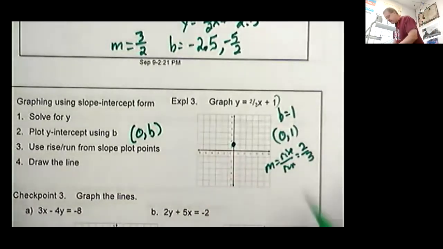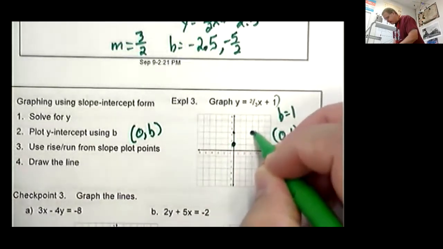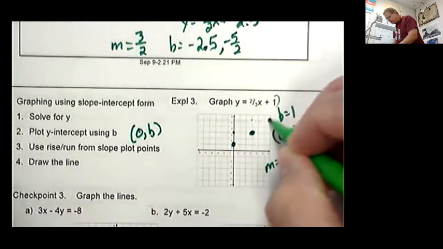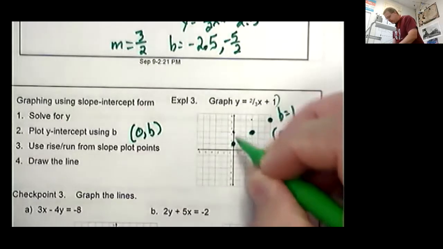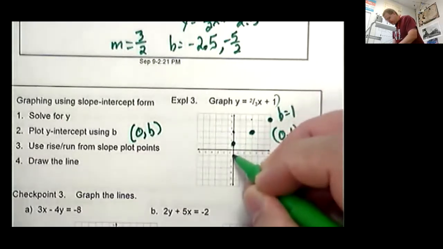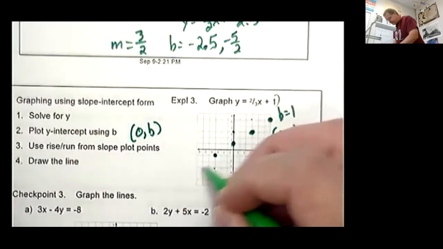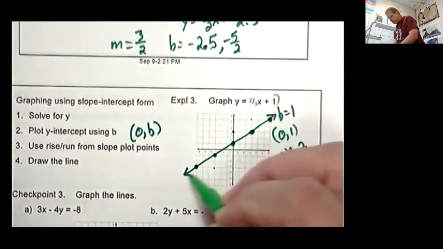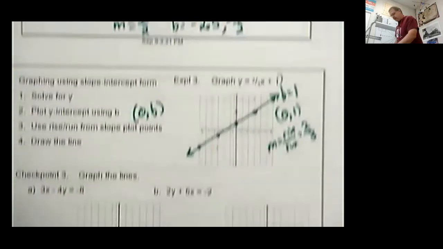Let me show you how this works. So we're up 2, right 3. So I'm going to go up 2 spaces, right 3 spaces. There's my next point. I can do the same thing, up 2, right 3. There's my next point. It'd be nice to do some points in the opposite direction. What's the opposite? Well, instead of going up 2, I'm going to go down 2. Instead of going right 3, I'm going to go left 3. We can do the same thing going in the opposite direction. And there's my equation. We'll put some nice pretty arrows on there. There's the equation of the line.